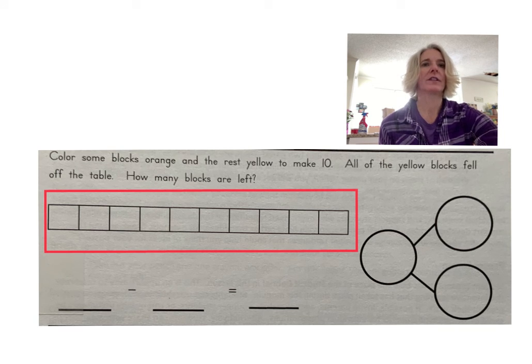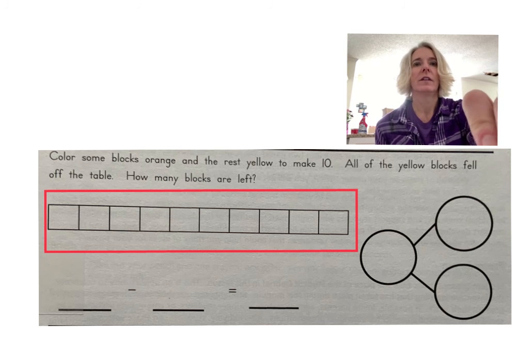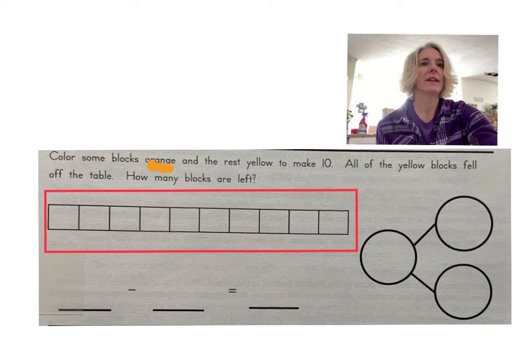Let's follow the directions. Color some blocks orange. Let's see here, I need to change my pencil. Color some blocks orange and the rest yellow to make 10. Let's see, I choose 4. You get to choose how many you're going to color orange. I choose 4. 1, 2, 3, 4.